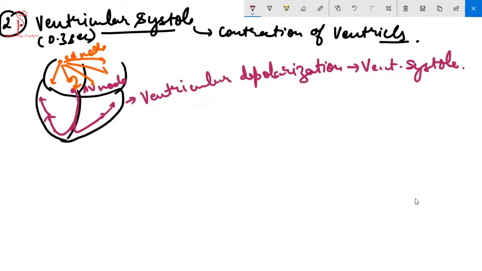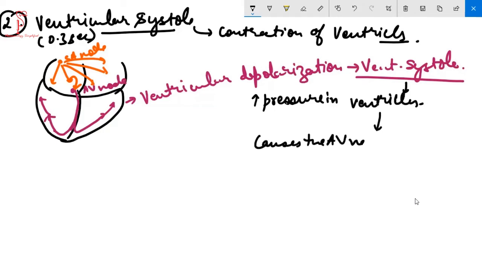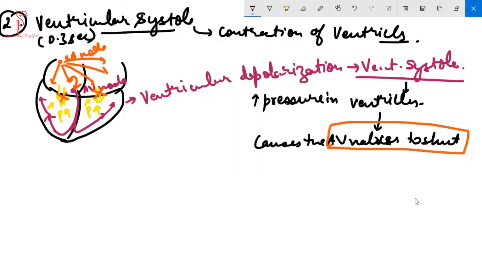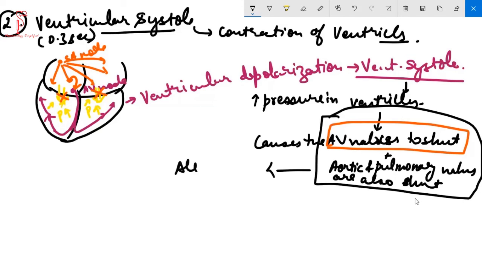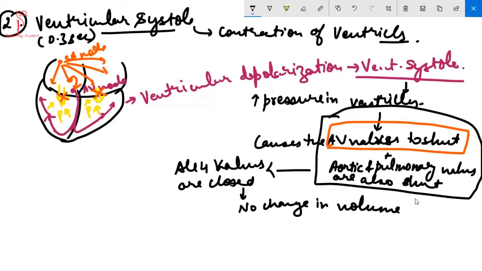During systole, there is an increase in the pressure in the ventricles, and this causes the AV valves to shut down. Because the pressure inside the ventricles is increasing, it puts an upward pressure on the atrioventricular valves, which shuts them. So the AV valves are shut, as well as the aortic and the pulmonary valves. All four valves are closed, so there is no change in the volume in the chamber, but the muscles are still under contraction. They are generating tension, but their length is not getting shortened. So there is no reduction in the muscle length and no reduction in the blood volume.